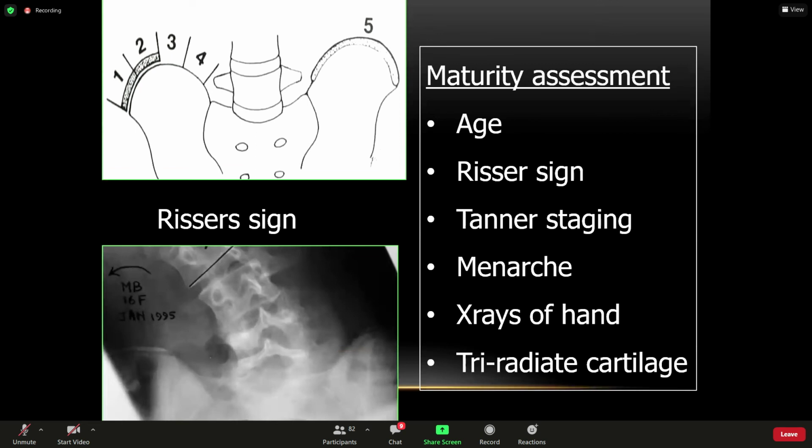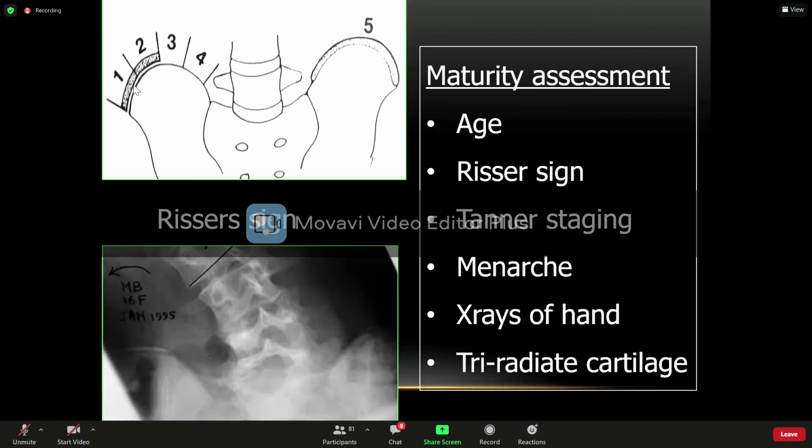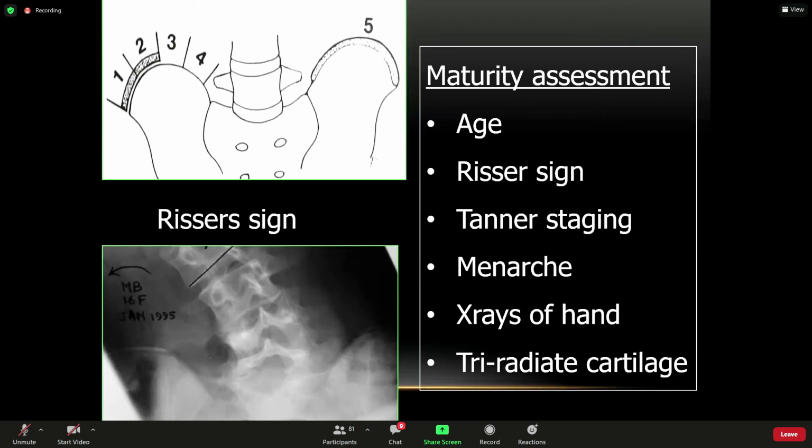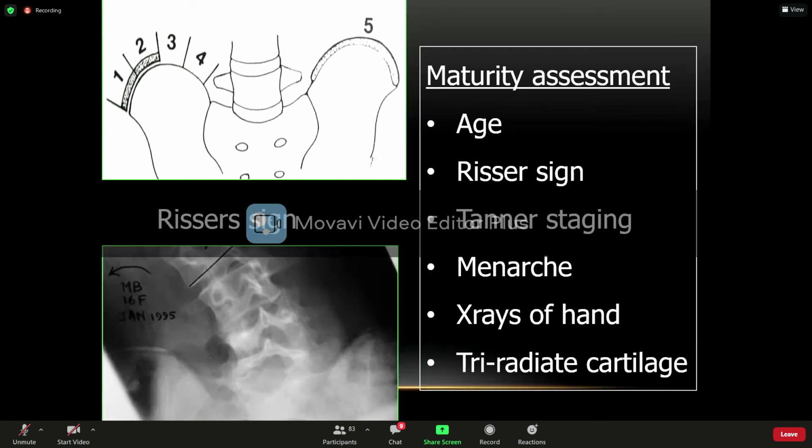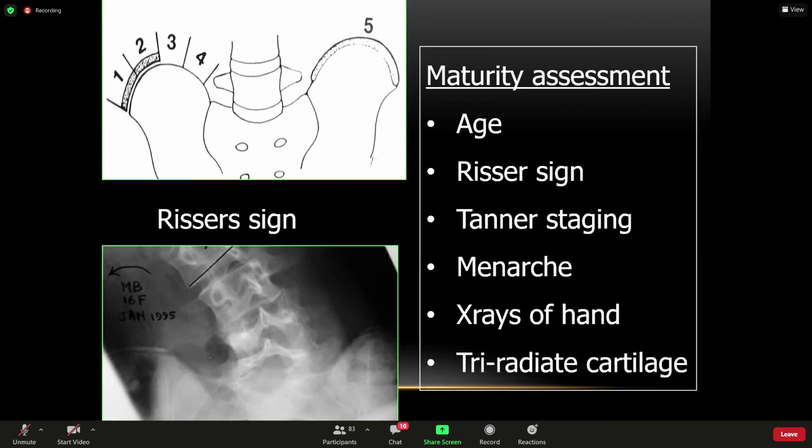So maturity assessment is based on age, and on the Risser sign. I'm not going to go into it, but it's the appearance and fusion of the iliac crest apophysis. There's also something called the Tanner stage. The onset of menarche is an important factor to be considered because most of the peak growth velocity occurs before the onset of menarche. X-rays of the hand are useful in assessing maturity of the skeleton, and the presence or absence of the triradiate cartilage on pelvis X-rays will also tell you what stage of skeletal maturity the child is at.